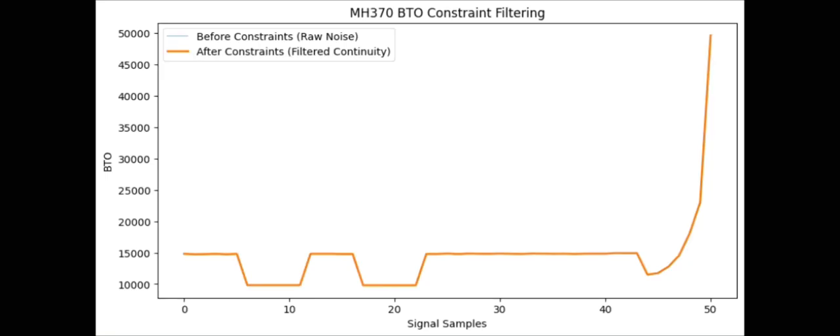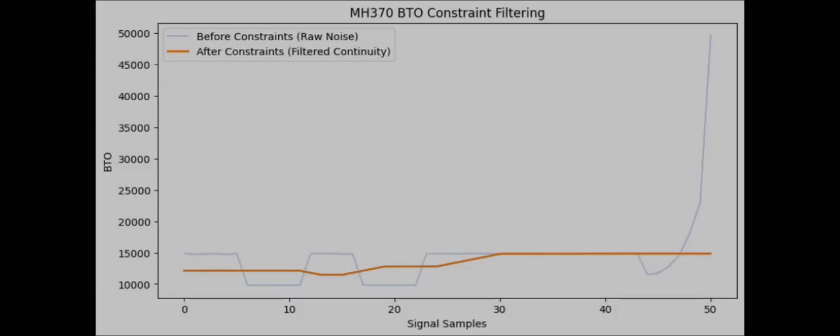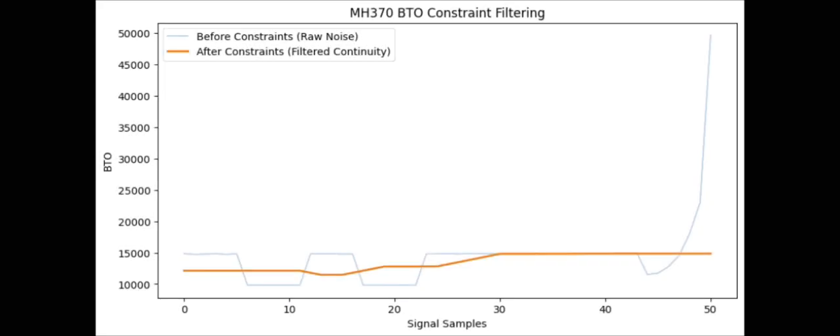Then we break the system down even further. Now we isolate only the BTO and BFO noise environment itself. No flight path yet, no assumptions about destination, no reconstructed trajectory, just signal behavior.